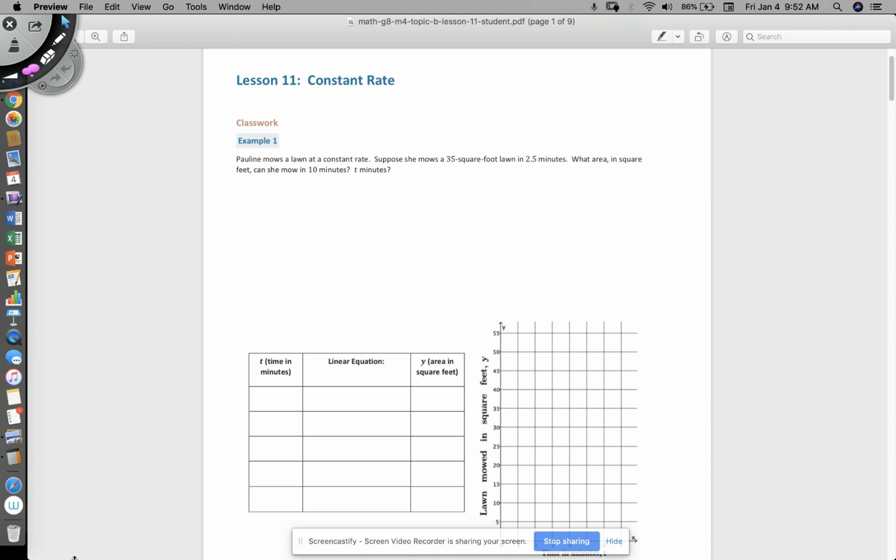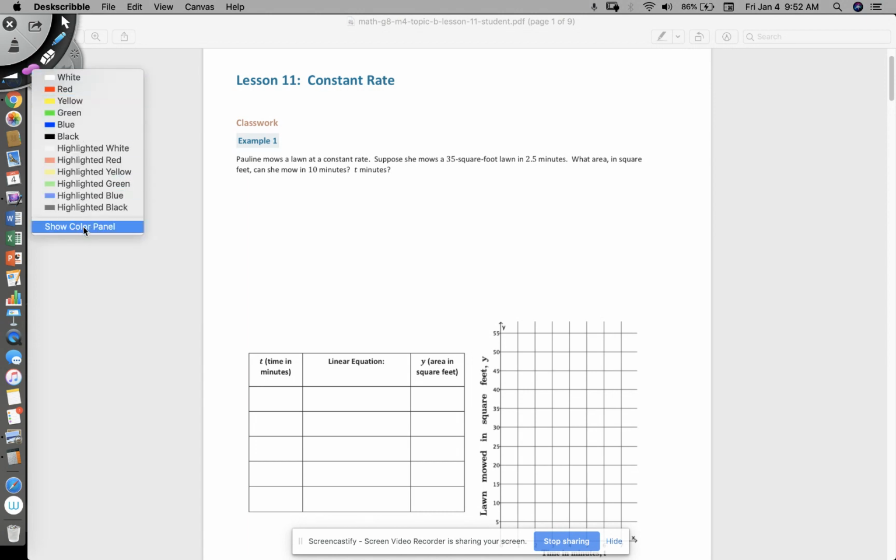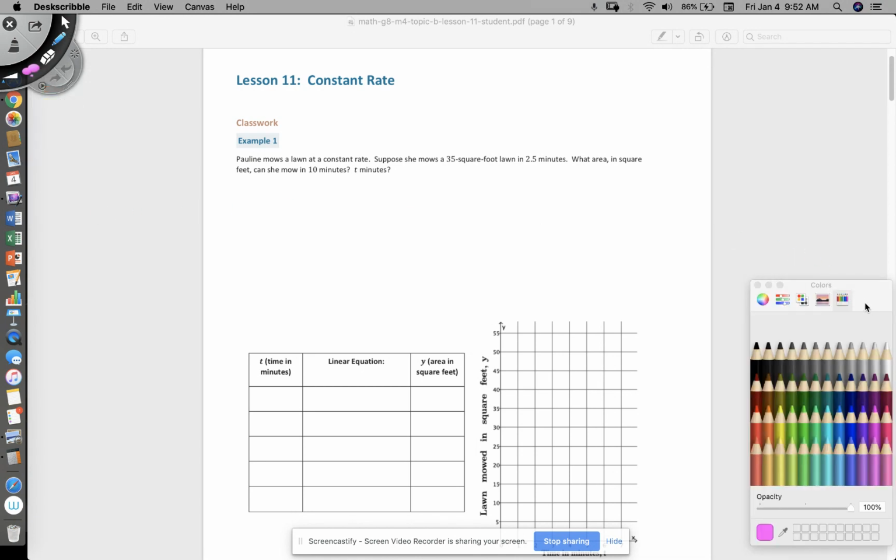All right, this is 8th grade, lesson 11 for module 4. We're going to talk about constant rate. So we're going to continue kind of what we were doing yesterday when we found the constant rate, and now we're going to start applying it toward graphing as well.